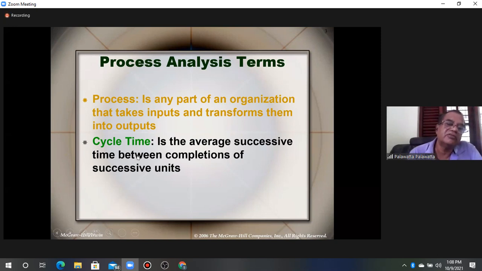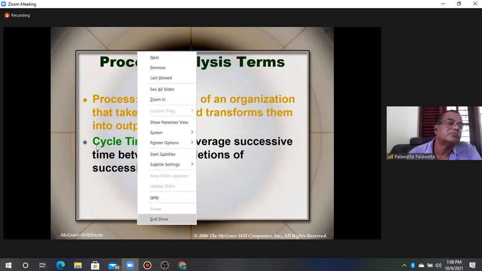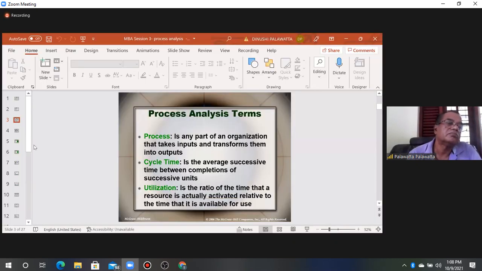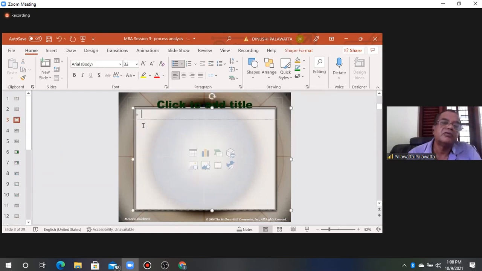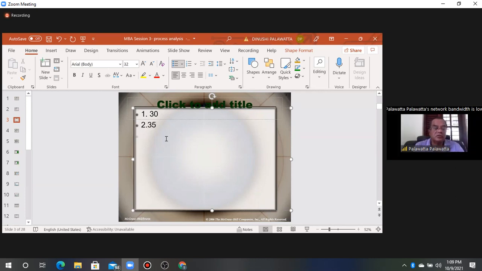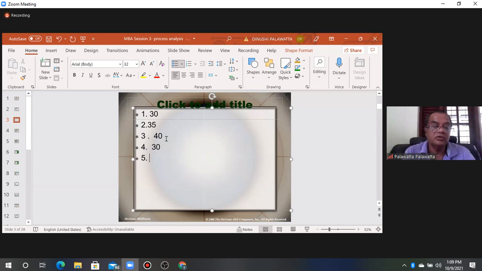So for an example, let's take item 1. Say item 1 took 30 seconds, 2 took 35 seconds, 3 took 40 seconds, 4 took, let's say, 30 seconds again, and 5 took 35 seconds. So, we have now 5 observations.